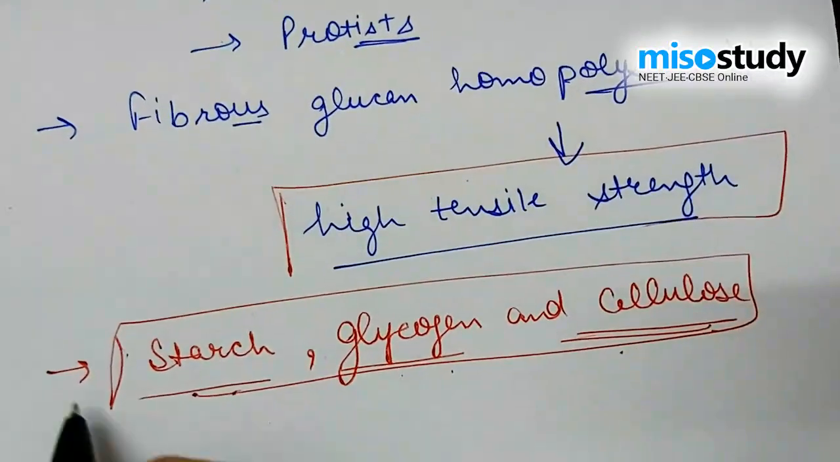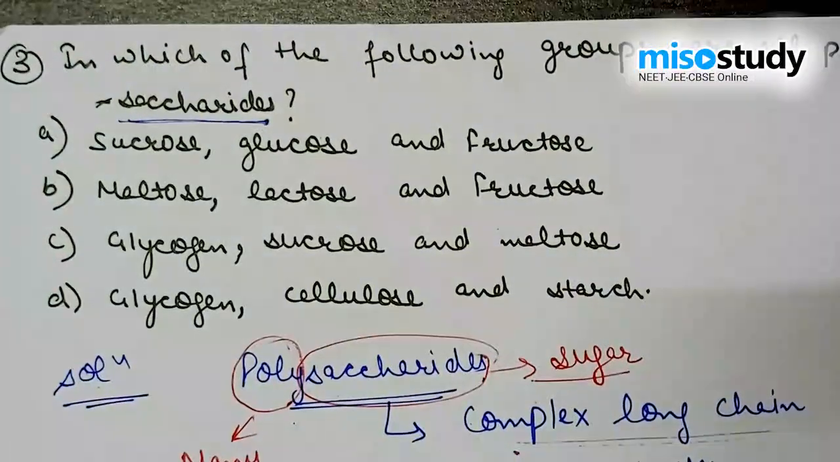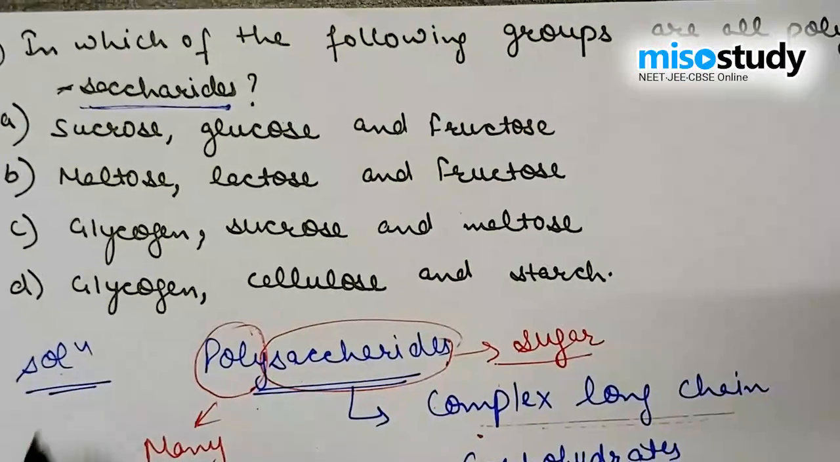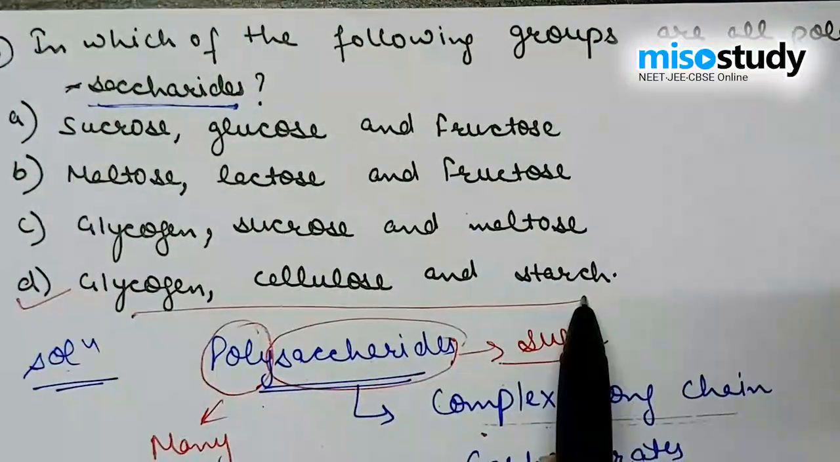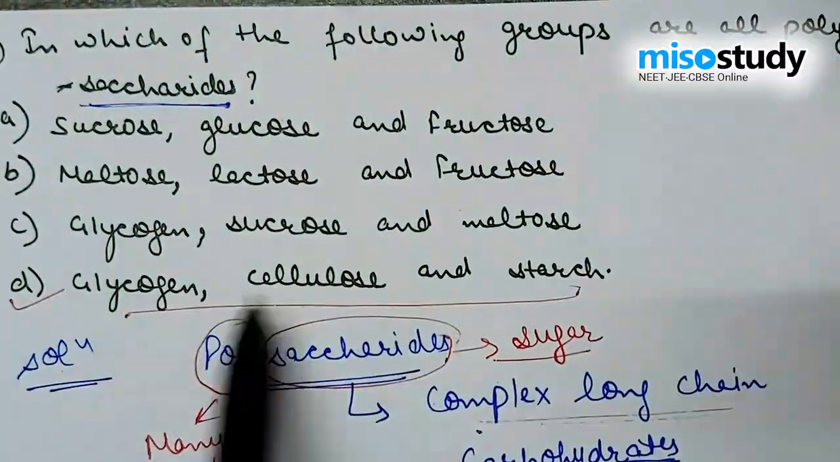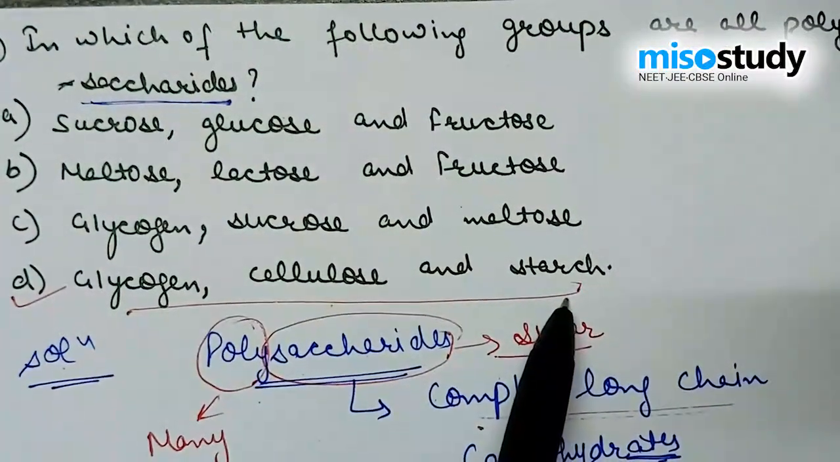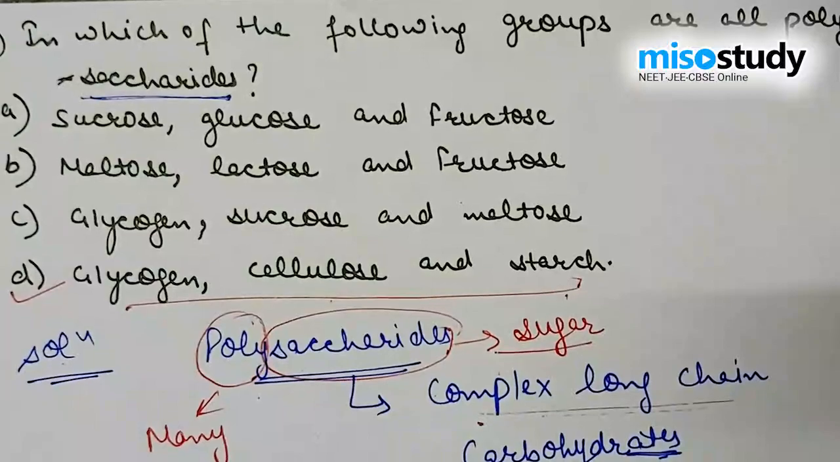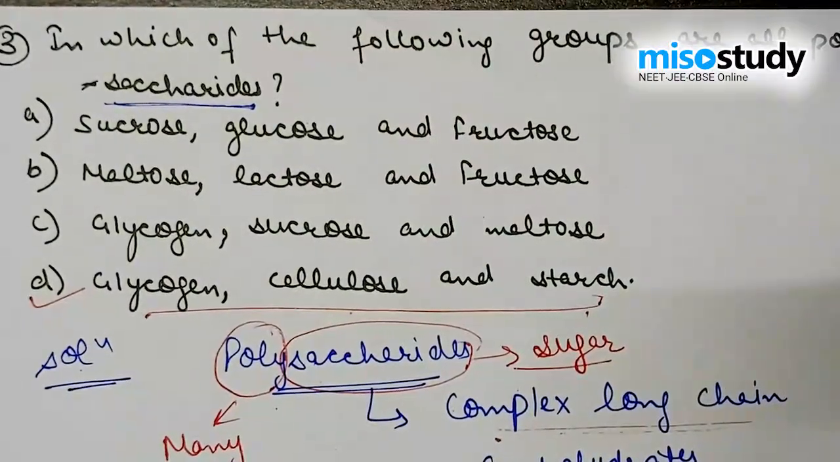Including starch, glycogen and cellulose, this is the right answer for the question. According to the discussion, the right option is option D, which includes all three major polysaccharides: glycogen, cellulose and starch. So option D is the right one in this case. Let's discuss the next question.